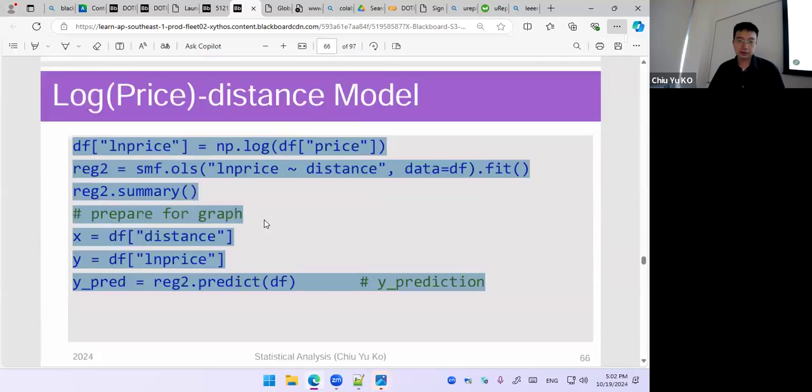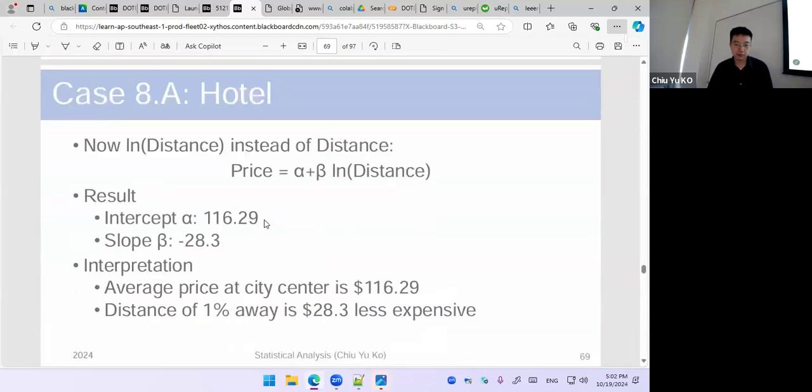Okay. I think I saw the plot. Okay. Now we want to look at the log distance instead of the distance, all right? And the regression tells you that the slope is this and the intercept is this one, right? So at the city center the price is this, and the slope is 28. It means that if you are 1% further away, then it's like $28 less expensive. Okay.